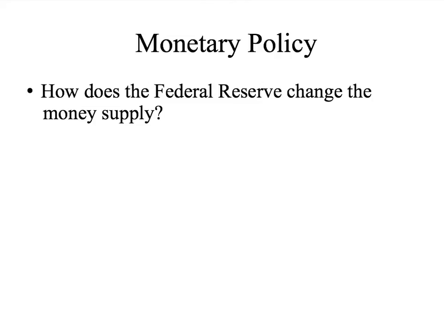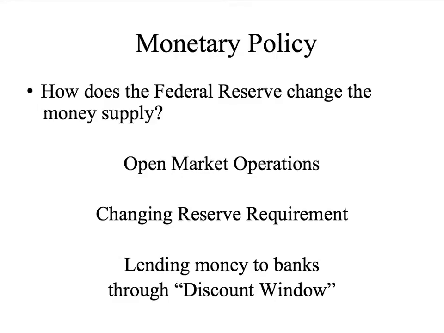So the actions of the Federal Reserve are called monetary policy. And monetary policy basically says how we decide how much money we're going to have in the economy. So we're going to look at how the Federal Reserve changes the money supply. They have three different tools. They've got their open market operations. They can change their reserve requirement, or they can lend. They can also lend money to banks through the discount window, and they can change how they go about doing that or how much they charge.